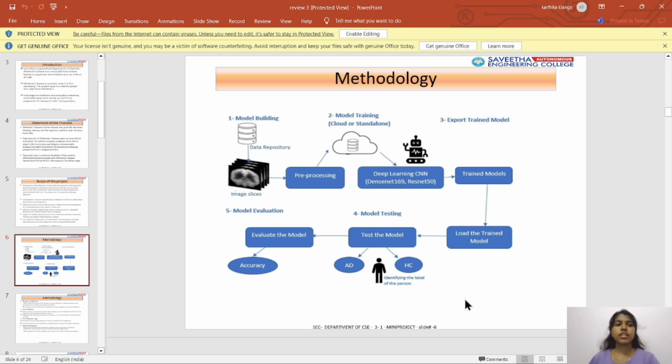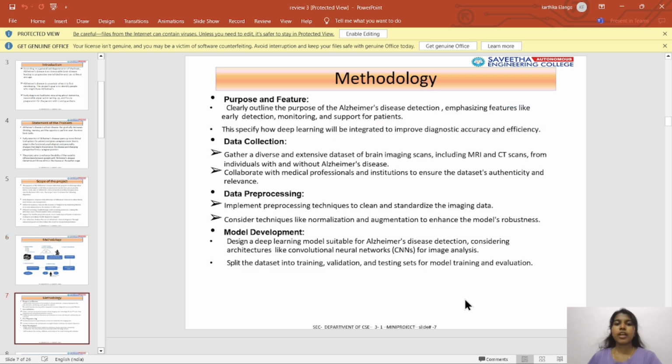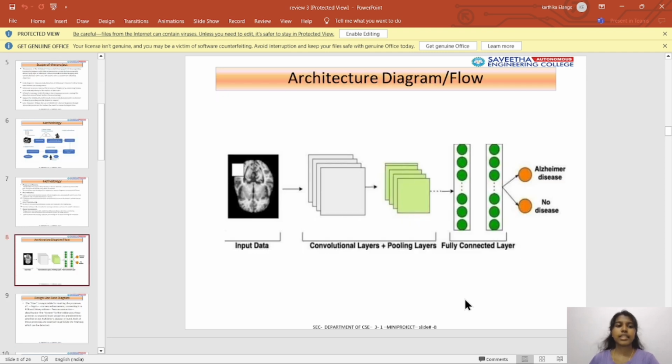The methodology used here is data collection, data processing, and model development. In data collection, we gather diverse brain imaging scans from individuals with and without Alzheimer's, collaborating with medical professionals to ensure authenticity. In data processing, we implement techniques to clean and standardize the image data, enhancing model robustness. This is the architecture diagram. The systematic approach is essential for generating reliable detection results.